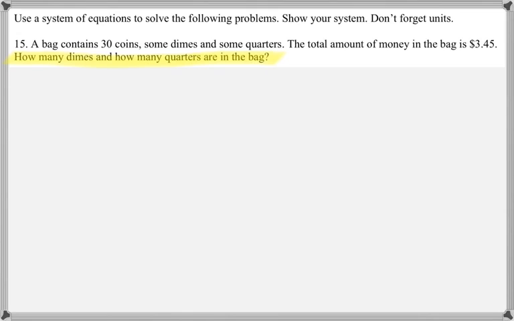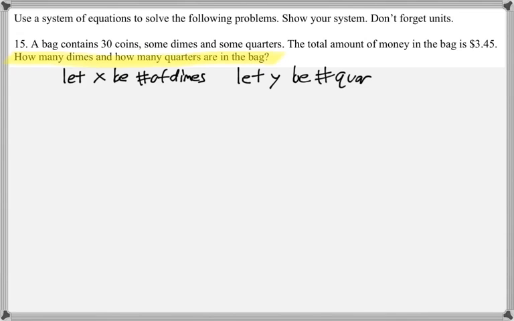our variables to be. So I'm going to let x be the number of dimes, and I'm going to let y be the number of quarters. So we need to make two equations here in order to solve this.